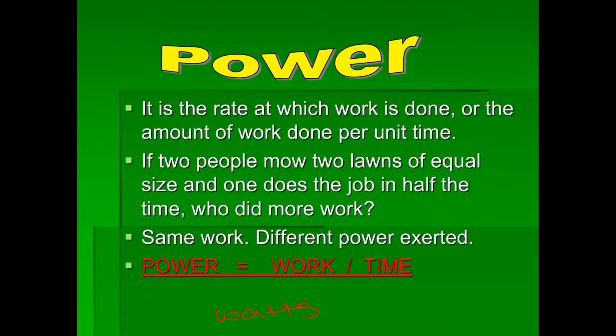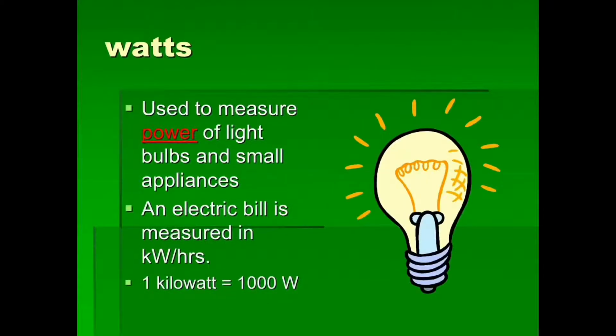And you may have heard of these before. Watts are used to measure the power of light bulbs and small appliances in your home. So if you've ever replaced a light bulb at home and you have been told you need to make sure that you put a 60-watt light bulb in that light socket, that's because the light bulb then can handle the power that is being put into that light socket.